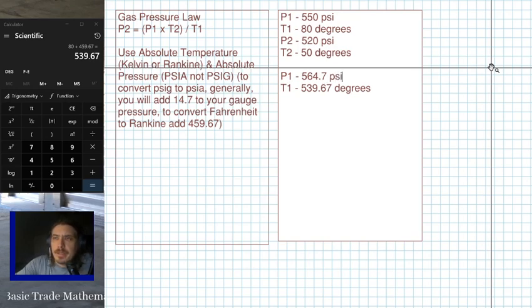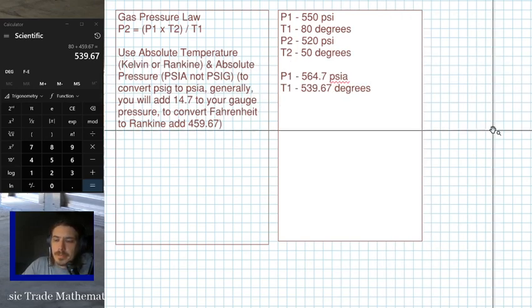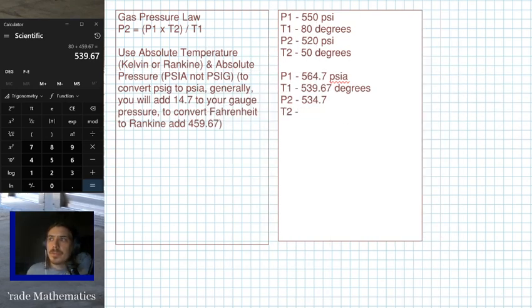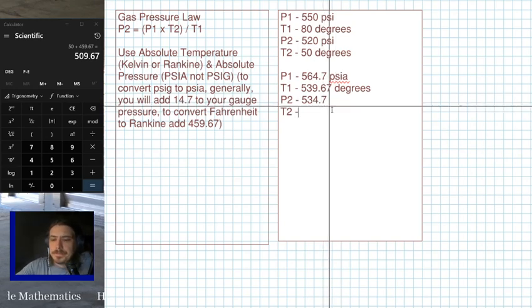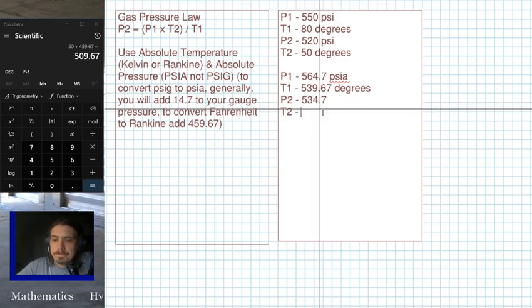564.7 psia, absolute, because we have to add atmospheric pressure to it, just like we talked about earlier. Now we do the same thing with P2. P2 was not 520, it was 534.7. And then T2 is not 50 degrees. It's going to be 50 plus 459.67. So it's a lot of steps, but it's important, because otherwise your number is going to come out way crazy and it's not going to work.